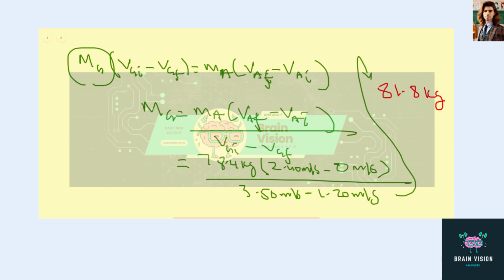You can confirm that with your calculator: 78.4 times 2.4, and then you divide that by 3.5 minus 1.2, and that gives you 81.8 kilograms. So that's the mass of the canister.